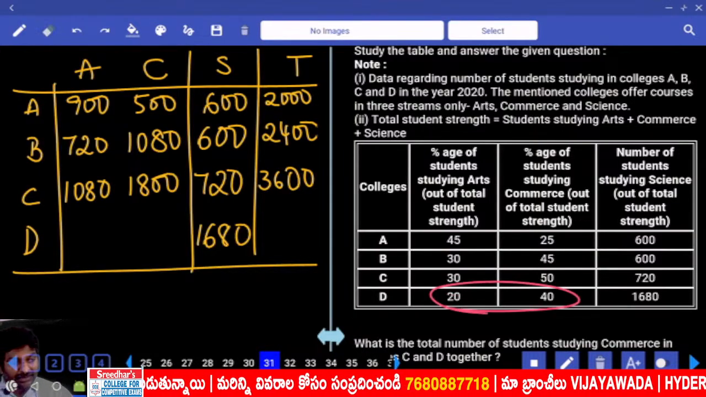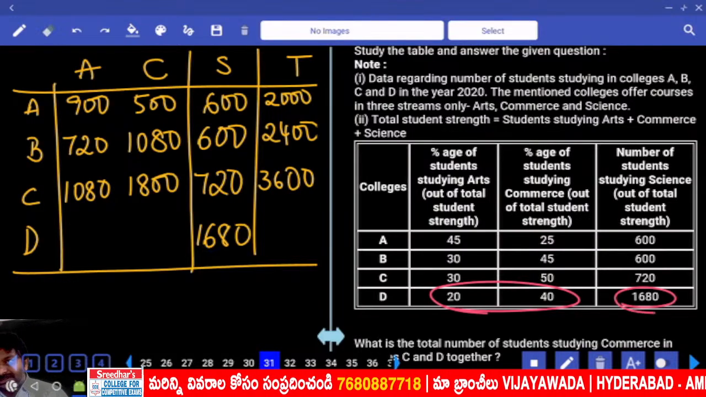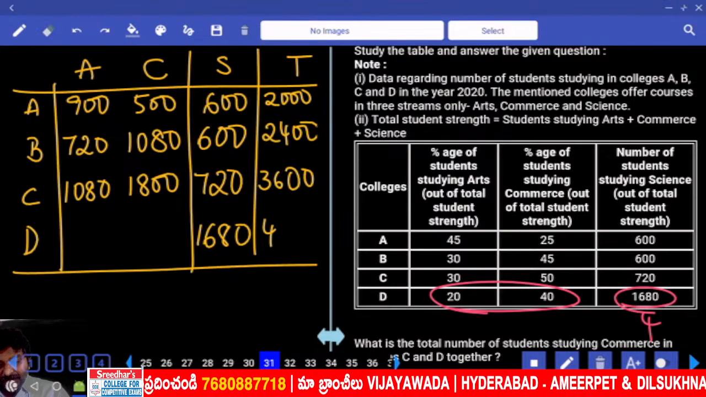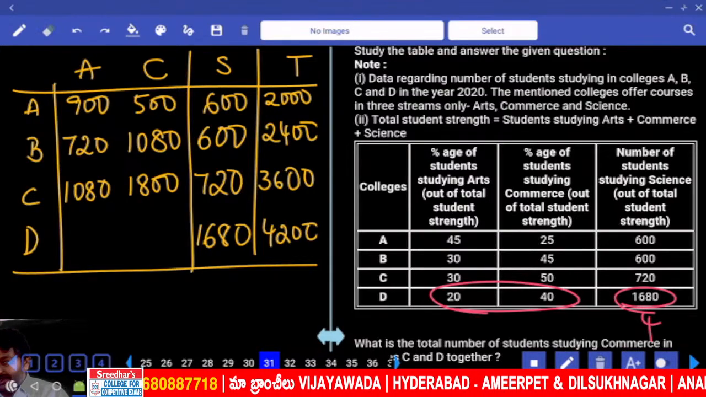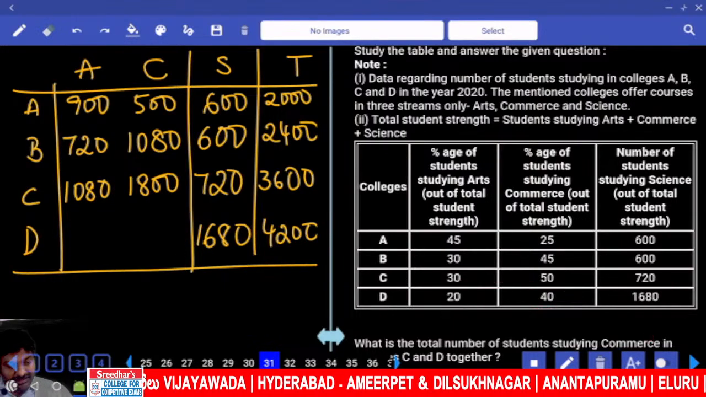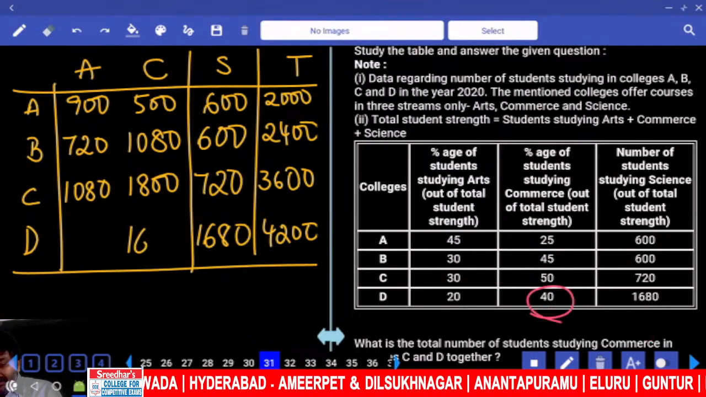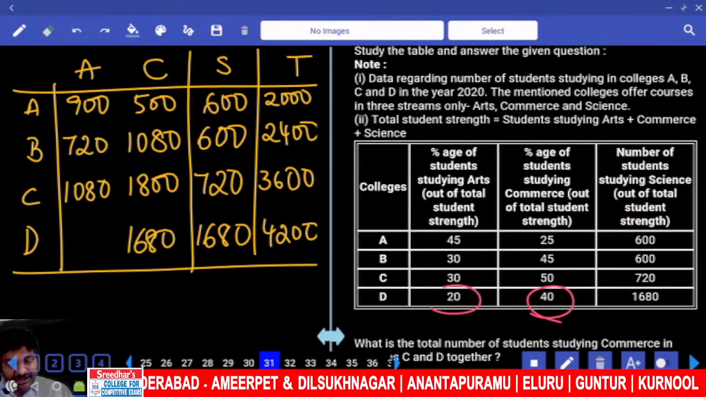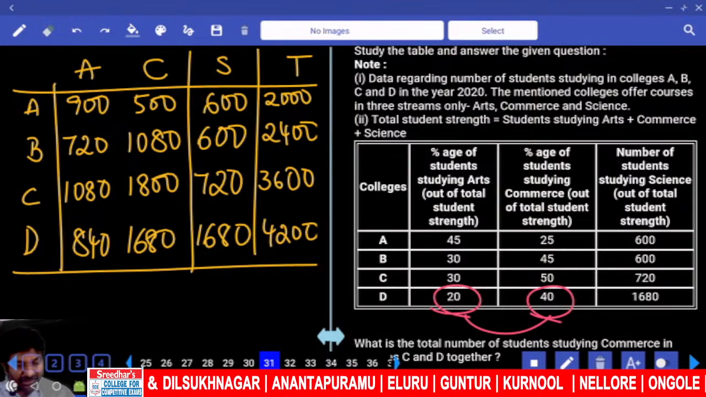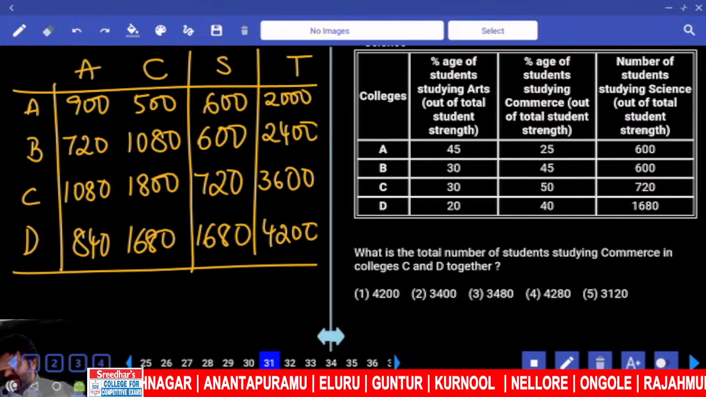60%, then this will be 40%. 10% will be divided by 4, which is 420. 100% is this much. This is already 40%, right? Then this is also 40%. 20% will be half of this number, 840. Entire table is there. We can answer all the questions now.